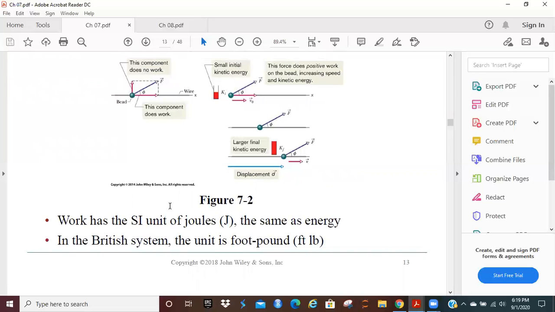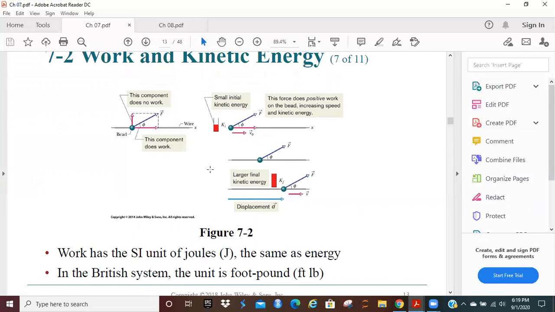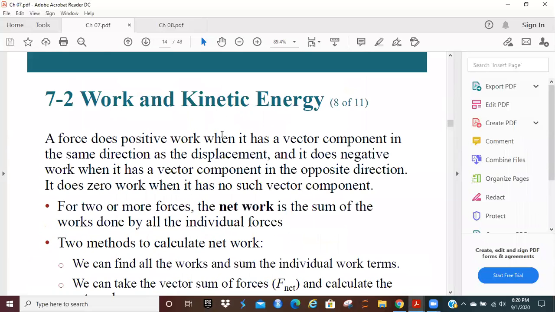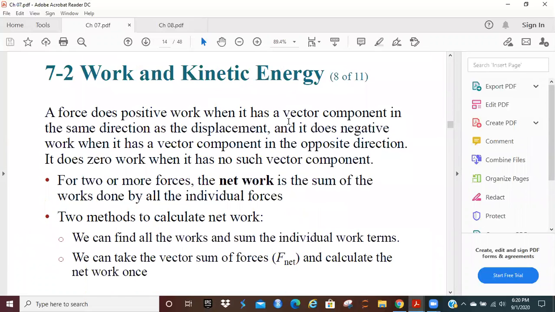So work has the SI unit of joules. It's the same as energy. And in the British system, the unit is called the foot-pound. So, any questions so far? No, I think I'm okay. Okay, all right, good.